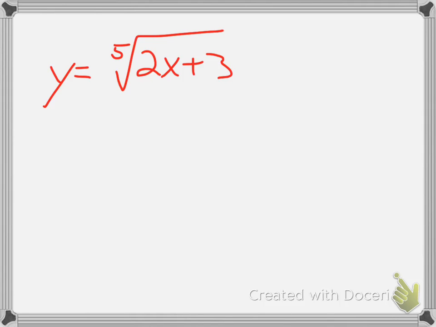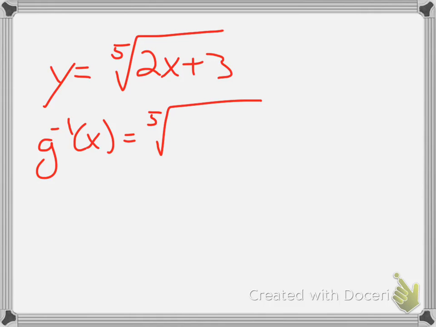Now finally, I want to write this in proper notation, so I'll make this into inverse g of x of the same fifth root of 2x plus 3. So again, the rules, especially switching x and y, are somewhat interchangeable. The basic idea is to solve for the other variable and then write in the proper notation.